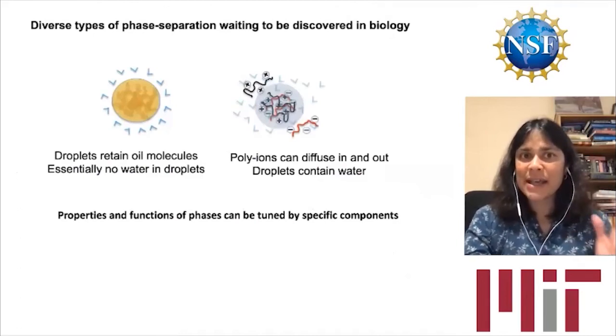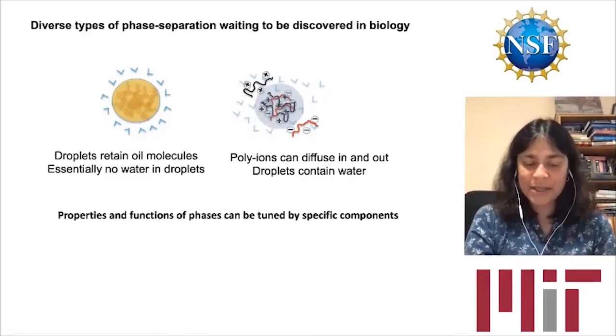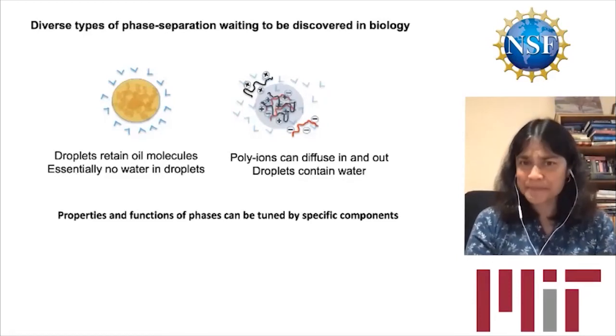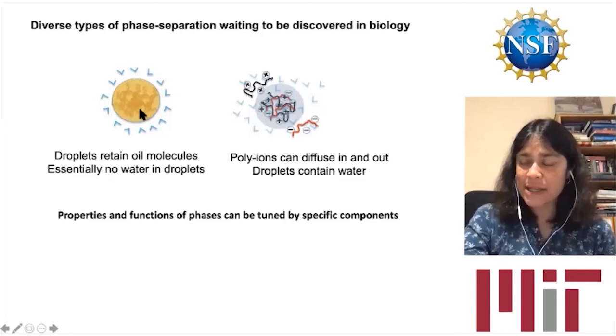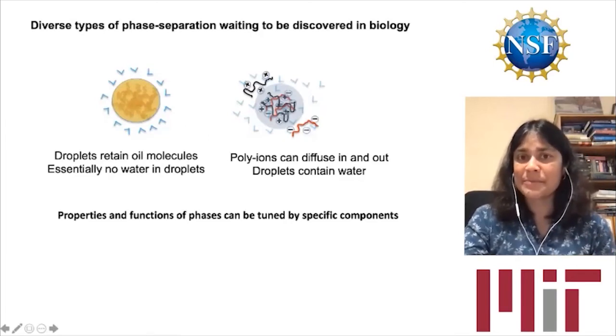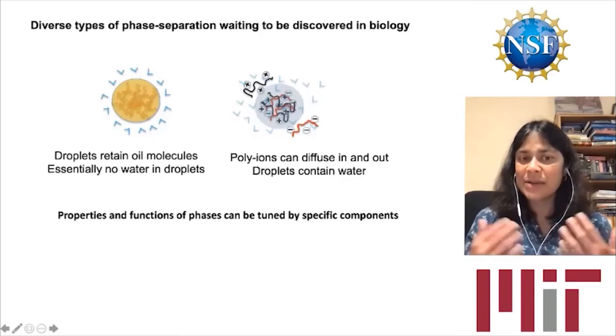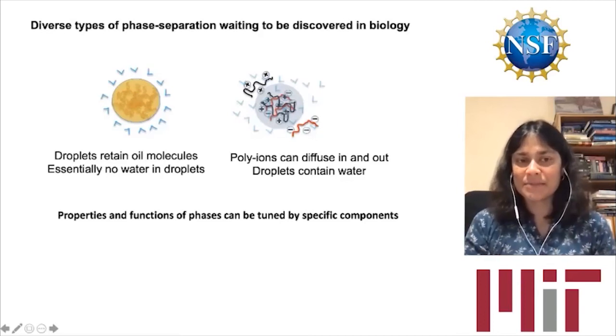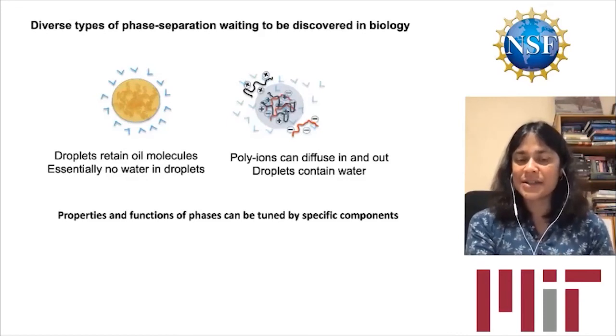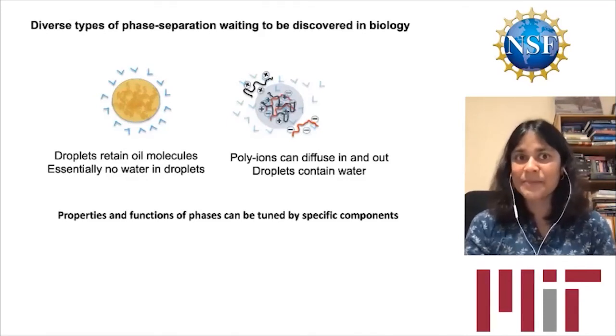Now, I want to just end by coming back to phase separation being of diverse types. You can have oil and water type of phase separation. You can have the type of phase separation I just described with HP1 alpha molecules. What I would suggest is that there are many, many more different types of phase separation in biology waiting to be discovered. So what we need to do is to characterize these phases before we rush to define them.